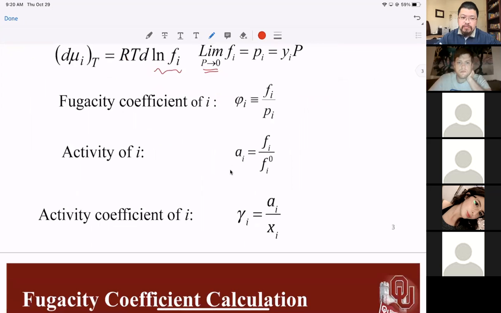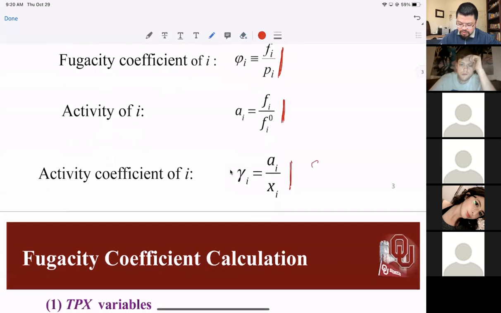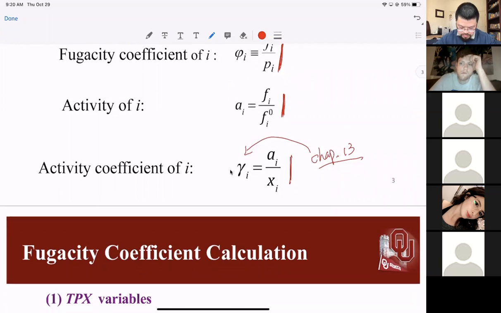Along that same direction, we defined a few coefficients. The fugacity coefficient compares the deviation from the ideal gas. The activity coefficient looks at the deviation from standard state, and links the liquid phase together. We are going to have another chapter, chapter 13, specifically looking at those activity coefficients and how we can come up with other equations.